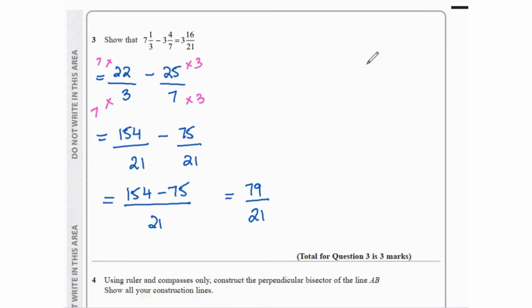And then to convert it into a mixed number, we divide 79 by 21, which is 21 times 3 is 63. Subtract that, and the remainder is 16. So that's 3 whole number, 16 over 21, which is exactly the same as the fraction given in the question.